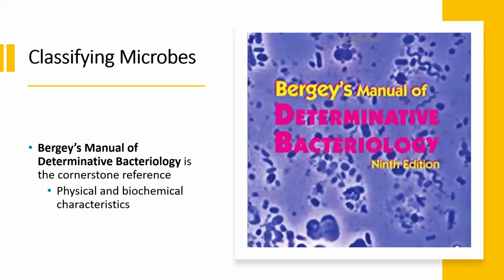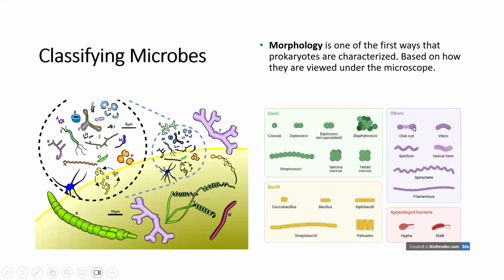A lot of classification comes down to using Bergey's Manual of Determinative Bacteriology. It's got a list of all these different organisms, and you can follow through based on its physical and biochemical characteristics to determine its actual species. Morphology is one of the most common ways to start your classification. The big ones are cocci and bacilli, which we will see in class.